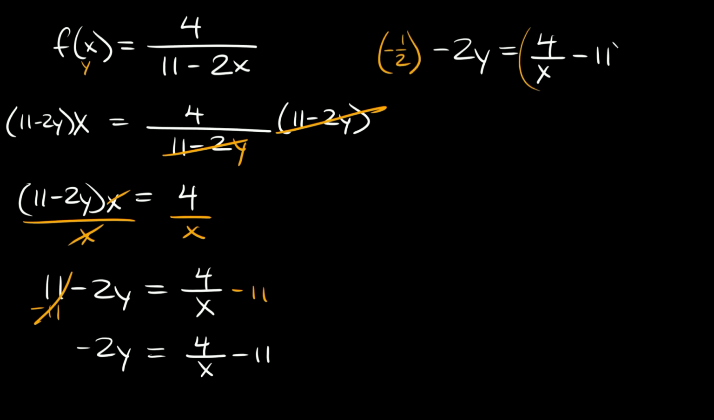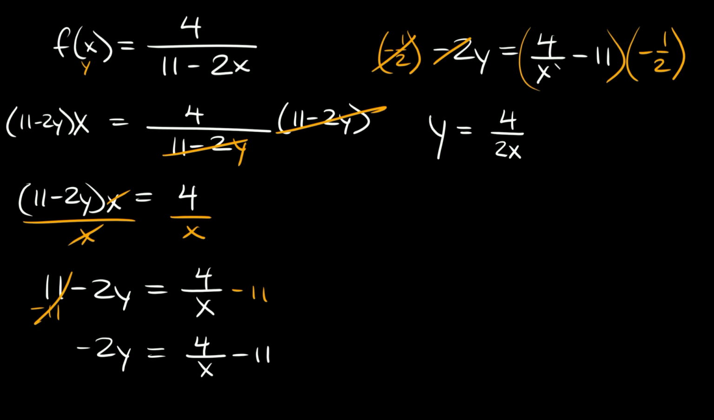And multiply this whole side by negative 1/2, right? So then on this side, the negative 1/2 and the negative 2 cancel out. So then we're just left with y. So y is equal to, and then negative 1/2 times 4 over x. Well, first of all, 4 times 1 is equal to 4. And that's over the denominators. x times 2 is equal to 2x.